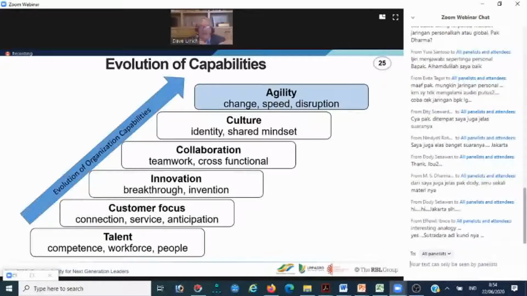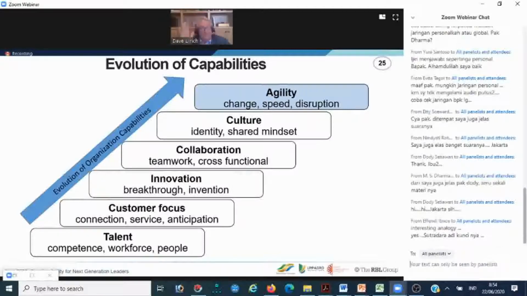You got to have the right competence, the right workforce, the right people. Then we said it's about customers. Are the talent and the people we have serving our customers? And we correlated talent and customer. Then we said it's about innovation and breakthrough. Innovation, breakthrough, invention, doing new things. Then we said it's collaboration and teamwork.